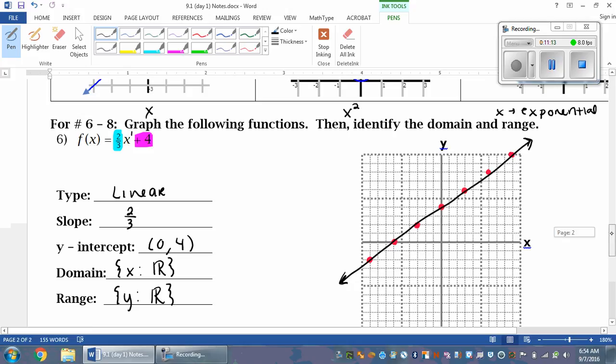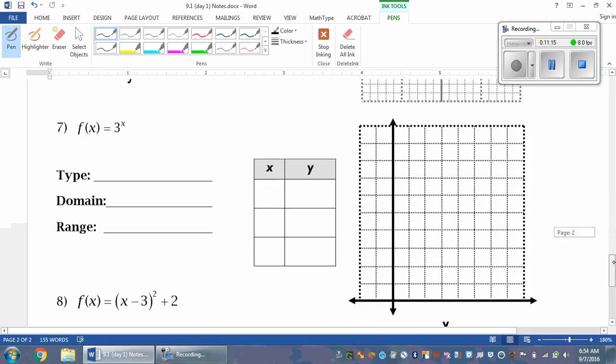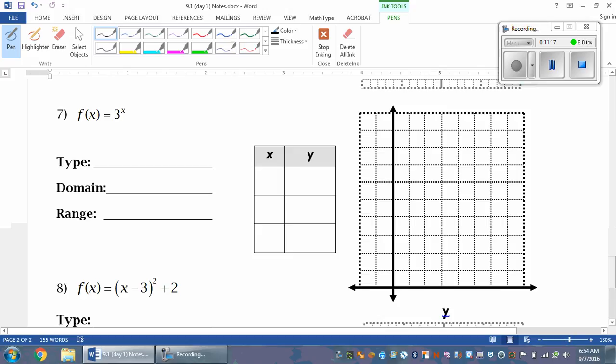Alright, let's go ahead and move on to number 7. Number 7, the type of function. You notice that the x is in the exponent, so this type of function will be exponential. Let's put the backwards L back.